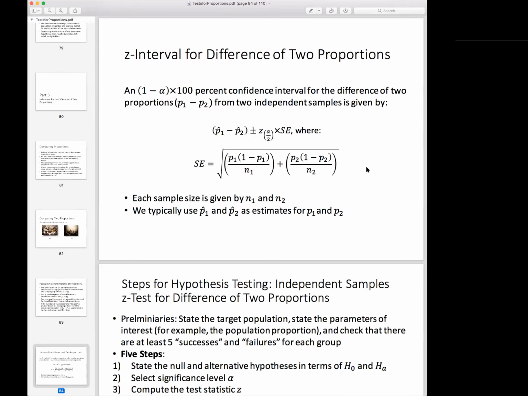For a z-interval, we will use the proportion 1 minus proportion 2, plus or minus the z critical value times the standard error, where the standard error is equal to the square root of P1 times 1 minus P1 over N1, plus P2 times 1 minus P2 over N2, and we take the square root of that entire expression.